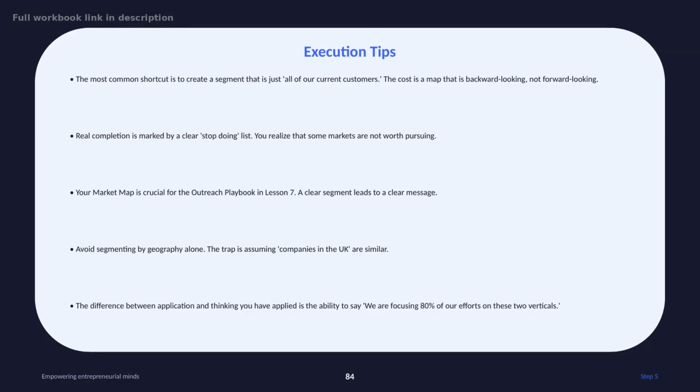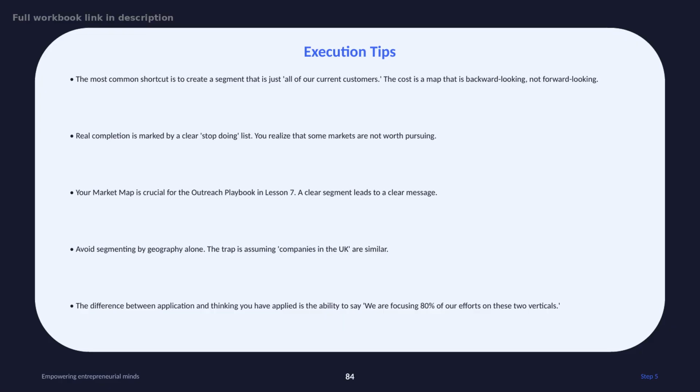The most common shortcut is defining your segment as simply all our current customers. The cost is a map that only looks backward, telling you nothing about where to grow. Real completion usually comes with a clear stop doing list. You realize some markets genuinely aren't worth pursuing, and that's a good outcome, not a loss. This market map is crucial groundwork for the outreach playbook 2 lessons out. A clear segment makes for a clear message.